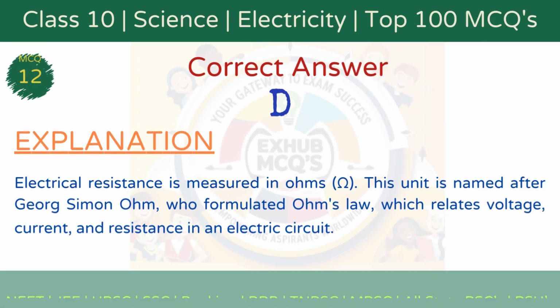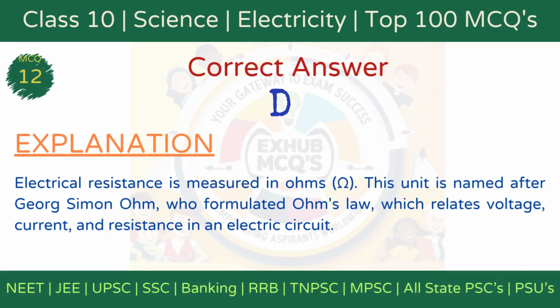The correct answer is option D, ohm. Explanation: the unit of electrical resistance is the ohm, symbolized by omega. It is named after Georg Simon Ohm, who formulated Ohm's law, relating resistance, voltage, and current.